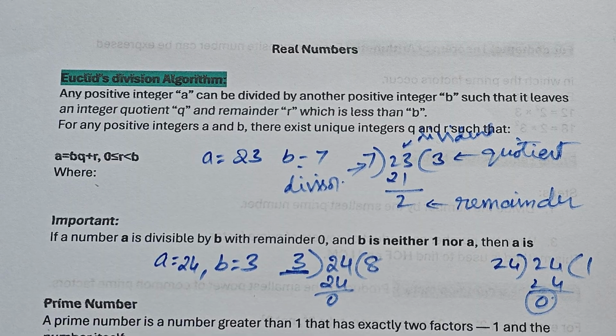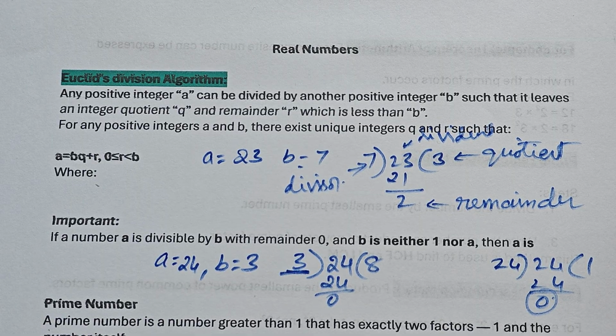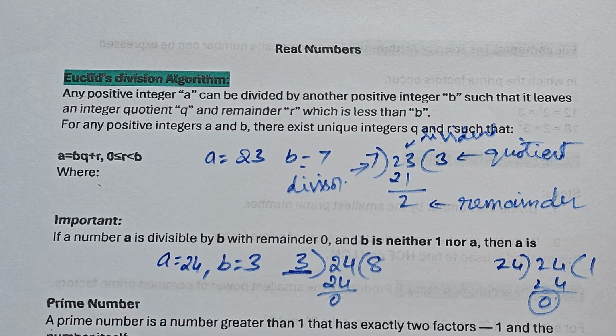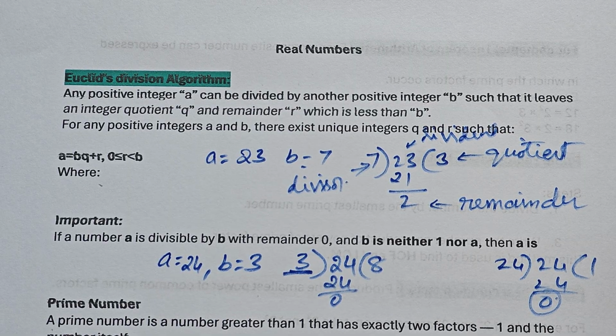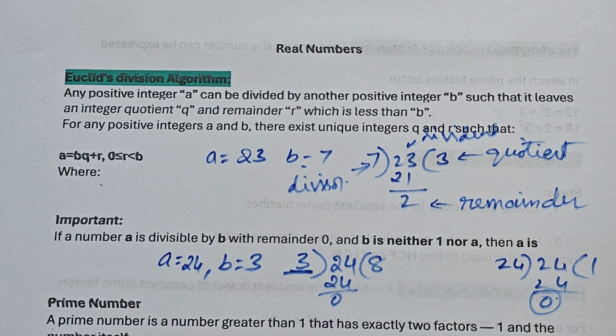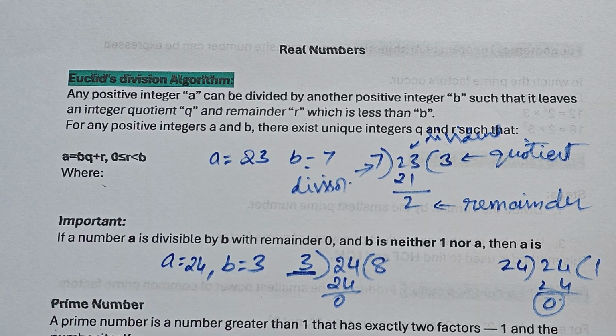In today's video, we are going to learn Chapter 1 Real Numbers. It has three main parts. One is Euclid's division algorithm, second part is finding the HCF and LCM, and last part is proving the irrationality of numbers. Let's focus on part 1, Euclid's division algorithm.